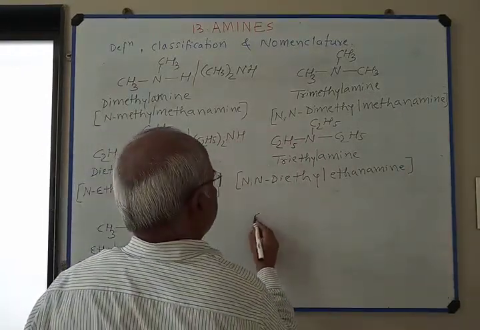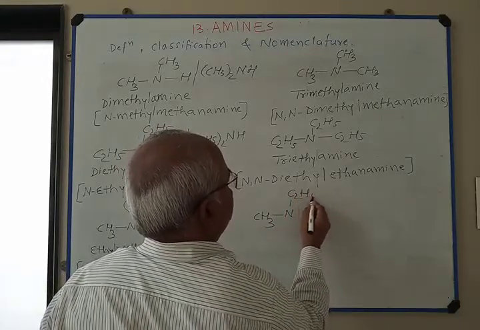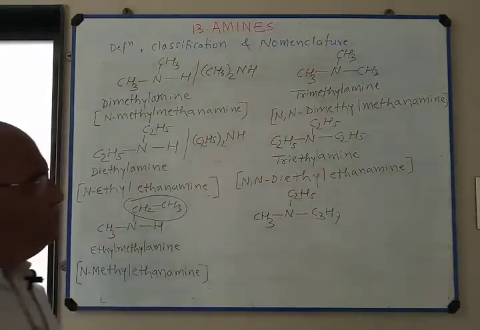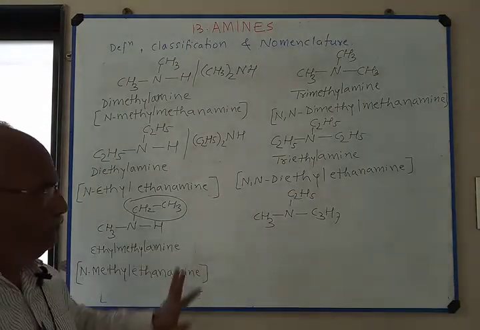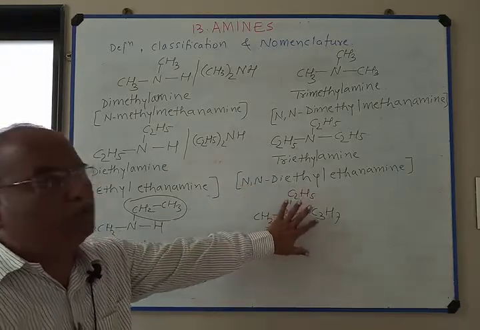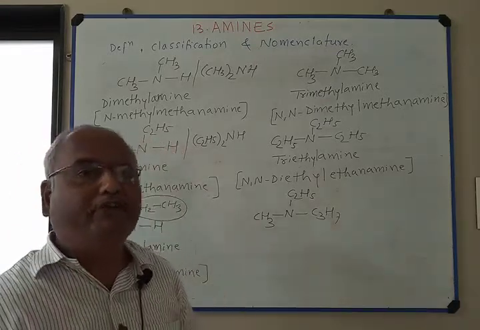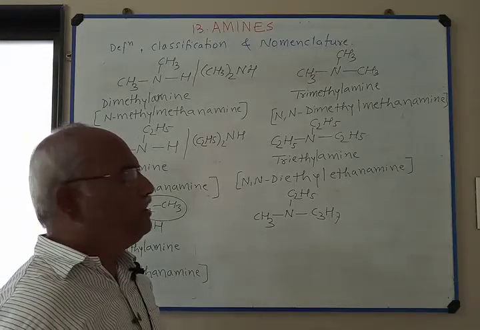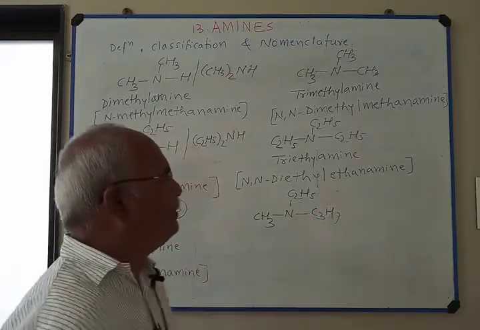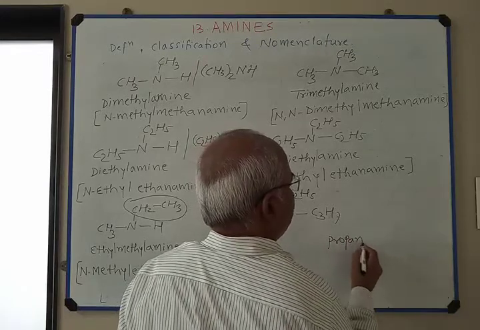Next, CH3 single bond N, C2H5 single bond C3H7. This is a mixed tertiary amine. Here is a methyl group, here is an ethyl group, here is a propyl group. Remember, according to IUPAC nomenclature, you have to consider the larger alkyl group as the parent alkane. The larger alkyl group is the propyl group, therefore it is propanamine.